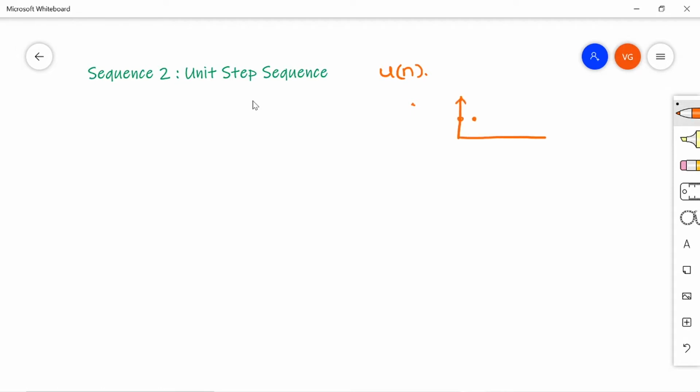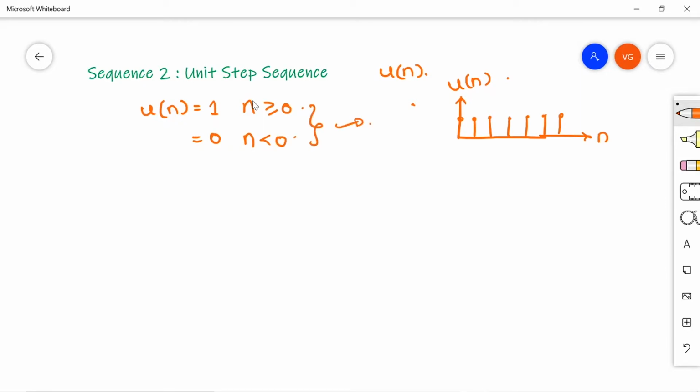u(n) is 1 when n is greater than 0. As this is a discrete time signal, this is n, this is u(n). By definition, the unit step sequence is u(n) equal to 1 when n is greater than or equal to 0, and equal to 0 for n less than 0. It is a positive side sequence, a right-handed sequence. We will see the Z transform of this sequence.